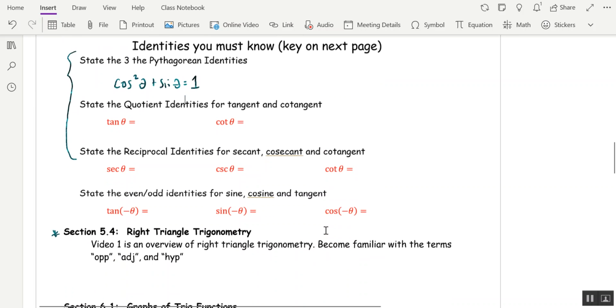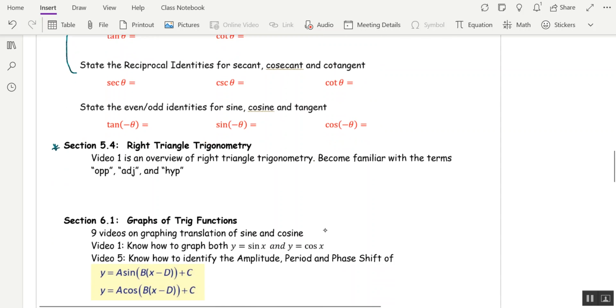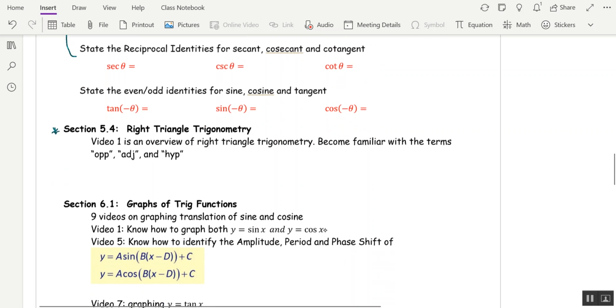Okay, I mentioned section 5.4, that's right triangle trigonometry. Now section 6.1 is the graphs of all the trig functions. And so just to make it simple, what you need to be able to do in 6.1 is you need to be able to graph sine, cosine, and tangent from memory. Just know what those look like.